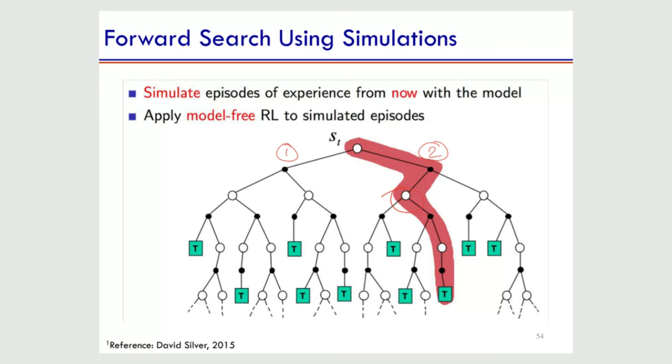But maybe I took something like this. Maybe at this point I went to some other state because of stochasticity and took some other action, maybe again one. That reinforces that two is good. So all I'm saying is you just forward simulate what all can happen.